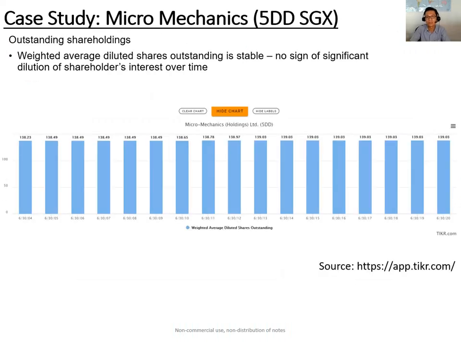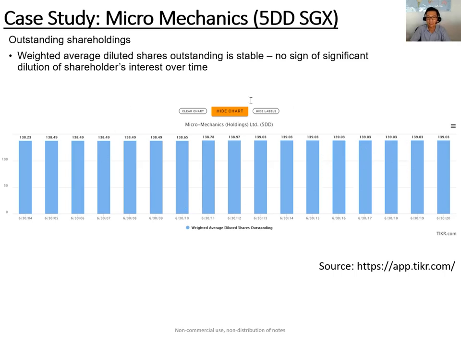Next, we would like to check the outstanding shareholdings. As you can see from the chart below, the weighted average diluted shares outstanding is stable. The numbers are really stable. The trend is really stable. There's no sign of significant dilution of shareholders' interest over time. What we would like to avoid is a trend that is going up, meaning the company keeps issuing shares to the public, or does a private placement, which can be very diluting to the shareholders.